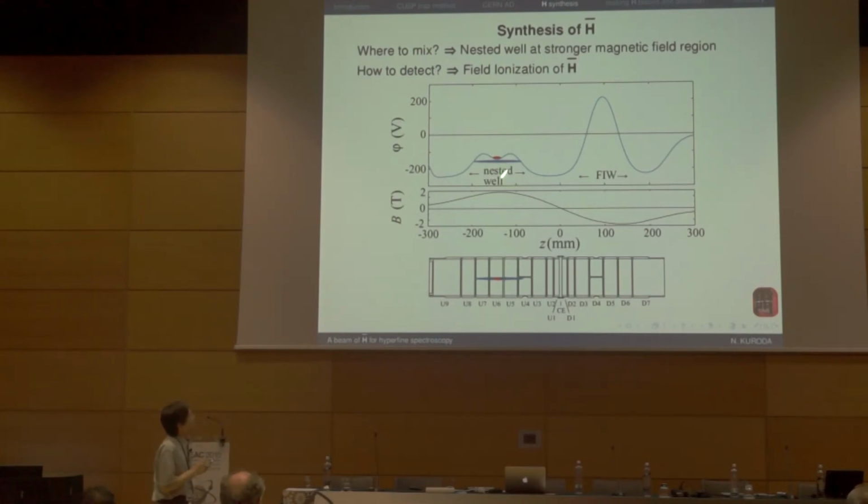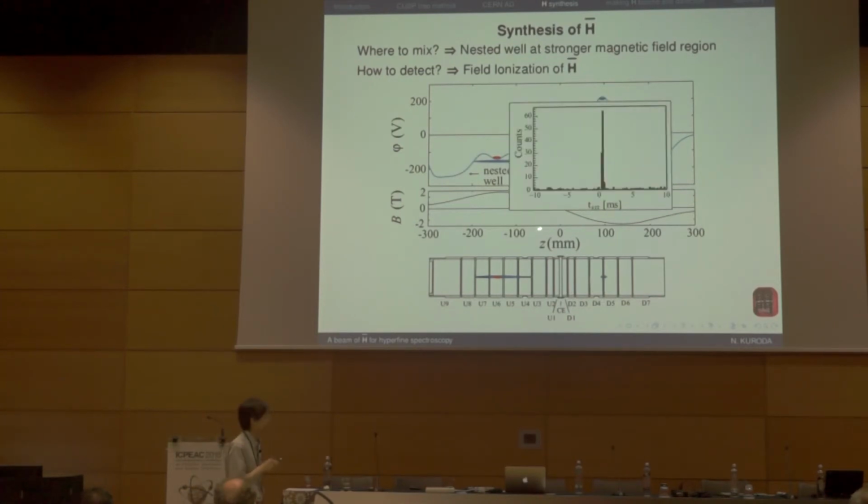Once antihydrogen is formed, it is electrically neutral, so it cannot see the electrostatic well anymore, so it moves freely. On the other hand, unreacted antiprotons are still inside this. So only neutralized particles can reach this position. Here we have a strong electric field. So antihydrogen, if in a Rydberg state, can be field ionized. So they can be confined here. Once we have this, we see this kind of annihilation time spectrum. This is a way to confirm antihydrogen synthesis inside the apparatus.